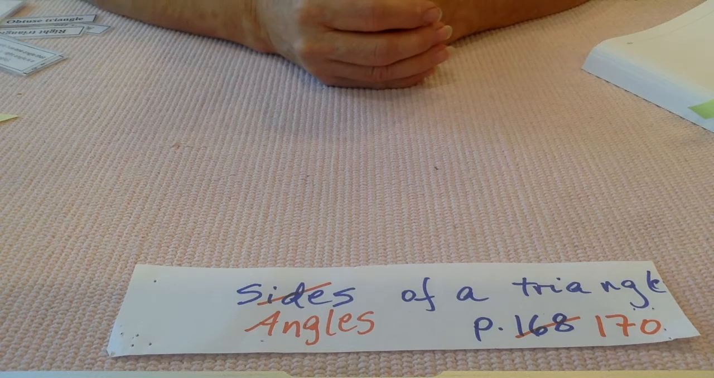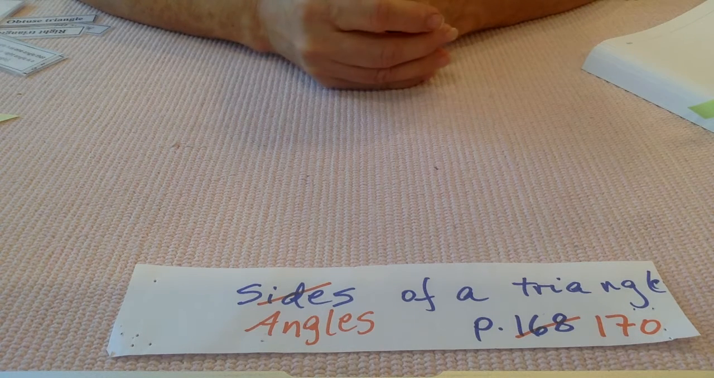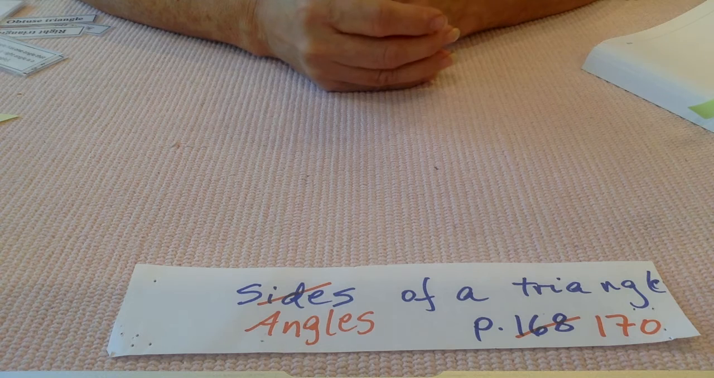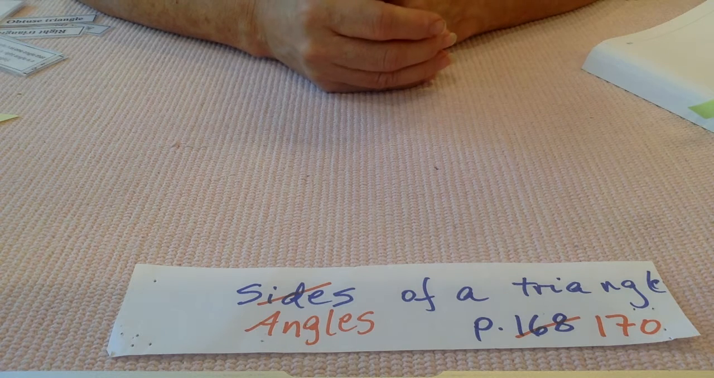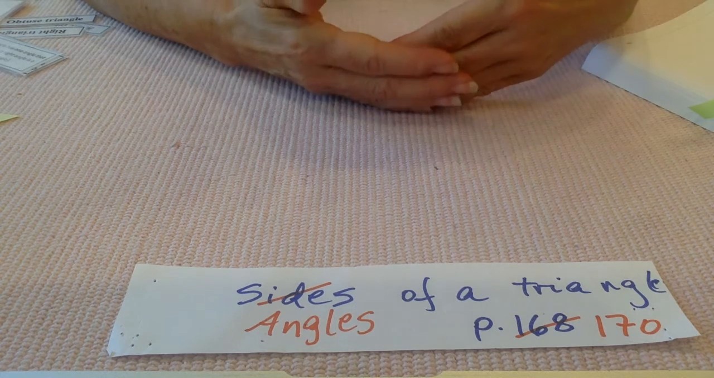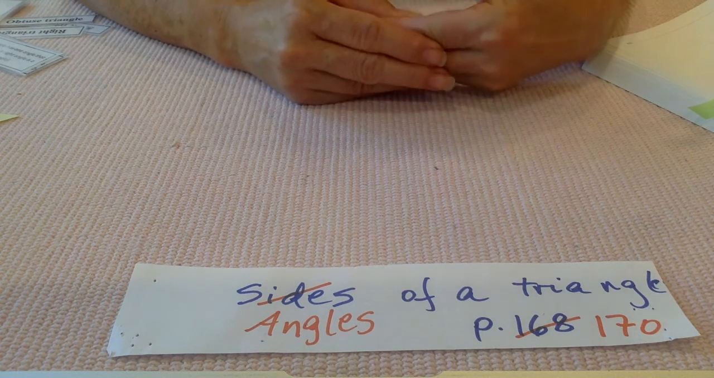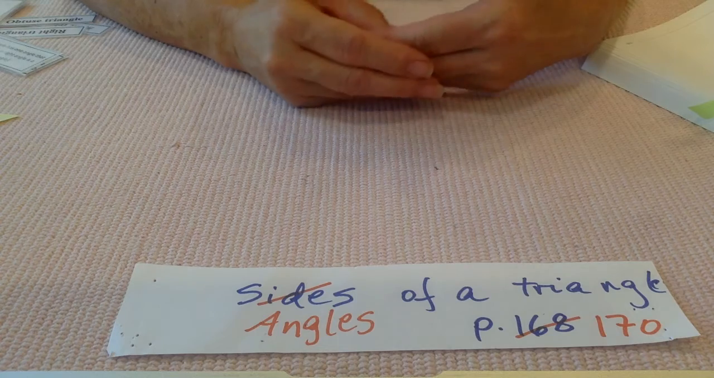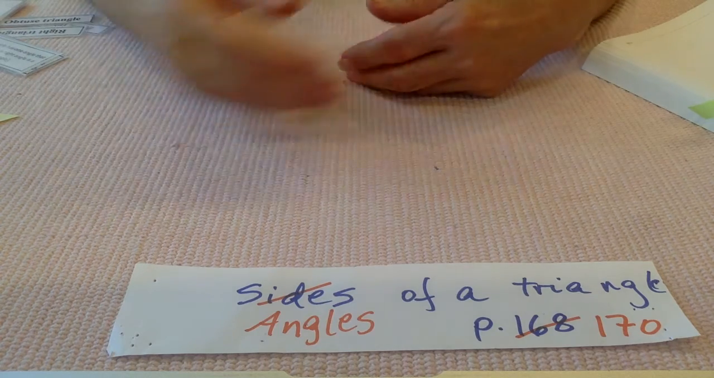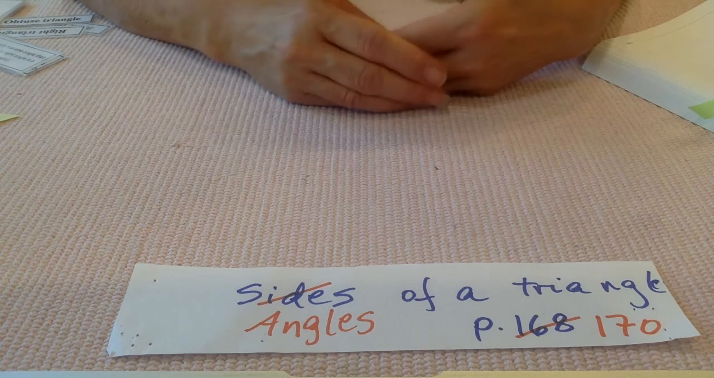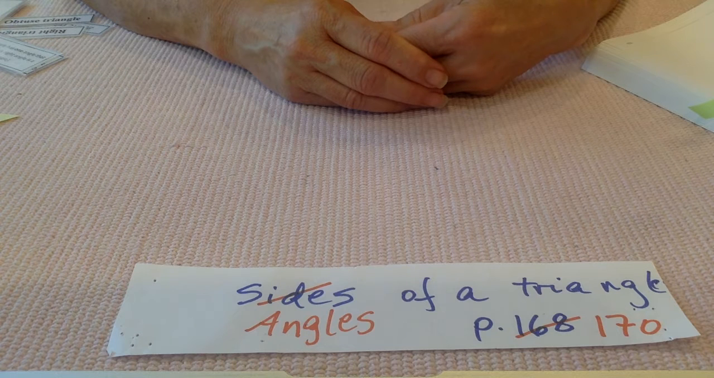Okay, guys, this presentation is angles of a triangle on page 170. So we just covered classification of triangles according to their sides. Now we're going to take a look at classification of triangles according to their angles. And then the next video will show classification according to both the angles and the sides.